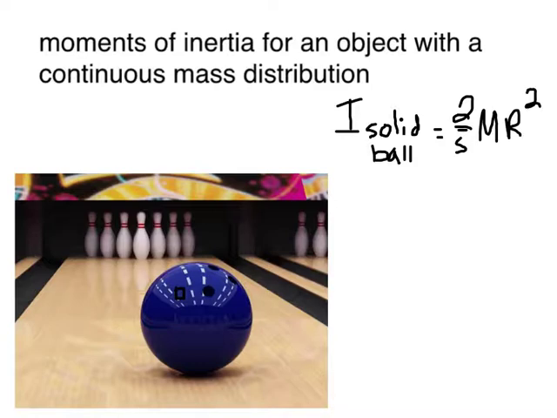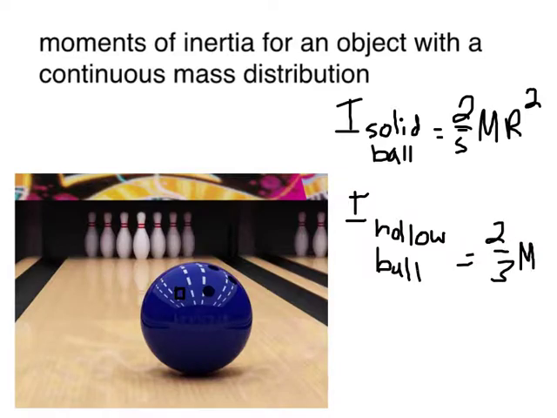For an object more like a basketball that's hollow in the middle, we actually get a different equation. So for the hollow ball, we are going to have 2/3 mr squared. The difference between these is that the mass is distributed differently in a solid object compared to a hollow object.